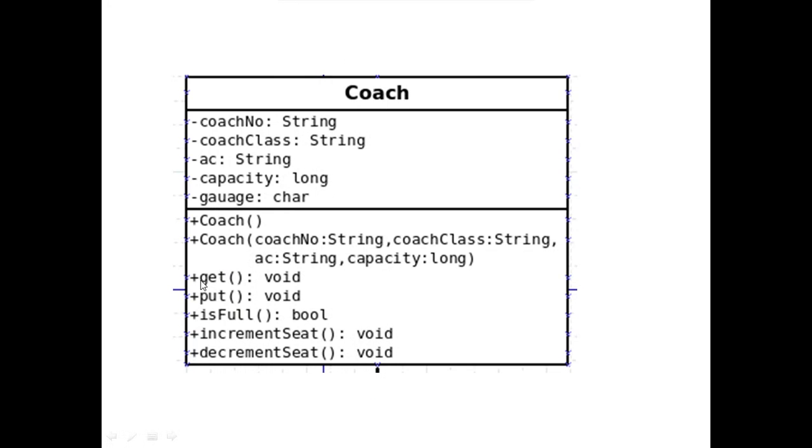Then we have functions like get to get the details about the coach, and put to print the details about the coach. And we have the function isFull to check whether the coach is full or not. Similarly, we have functions like increment seat and decrement seat, right?